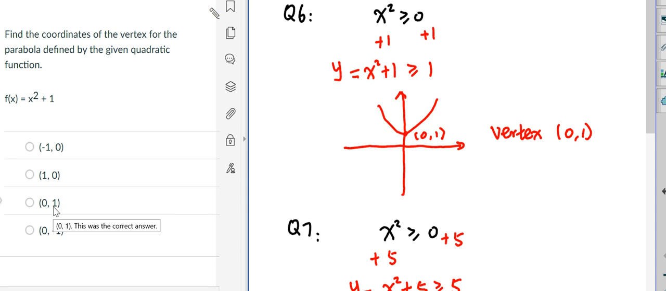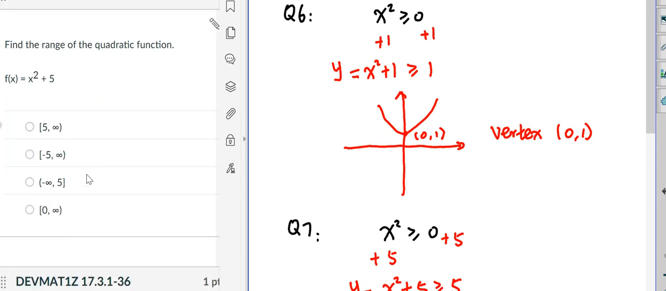Do not write 1, 0. 1, 0 is somewhere here. X is 1, y is 0. 0, 1 means x coordinate is 0, so it's on the y-axis. And 1 is here.